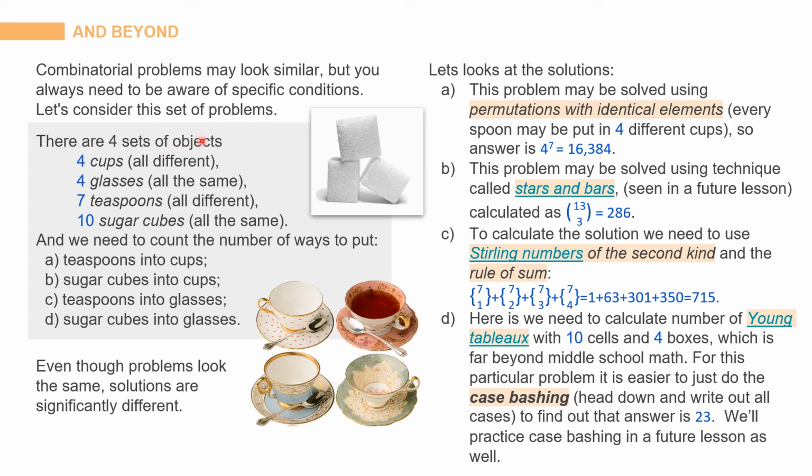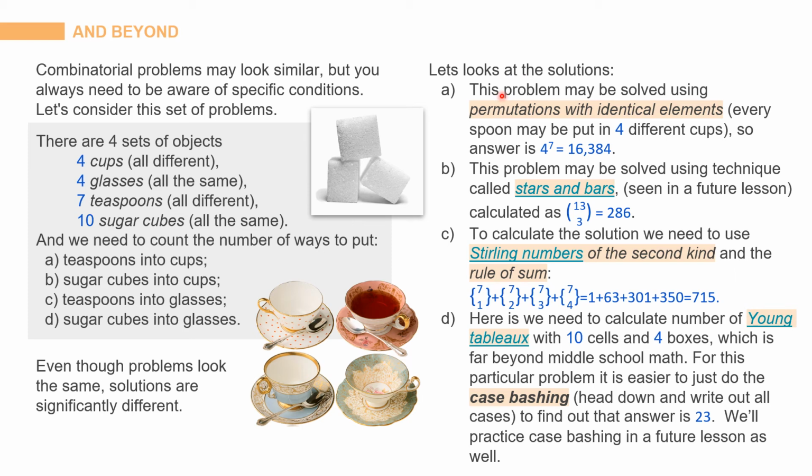There are 4 sets of objects: 4 cups, all different; 4 glasses, all the same; 7 teaspoons, all different; 10 sugar cubes, all identical. And we need to count the number of ways to put A, teaspoons into cups, or B, sugar cubes into cups, or C, teaspoons into glasses, or D, sugar cubes into glasses. Even though the problems look the same, the solutions are significantly different. Let's look at the solutions.